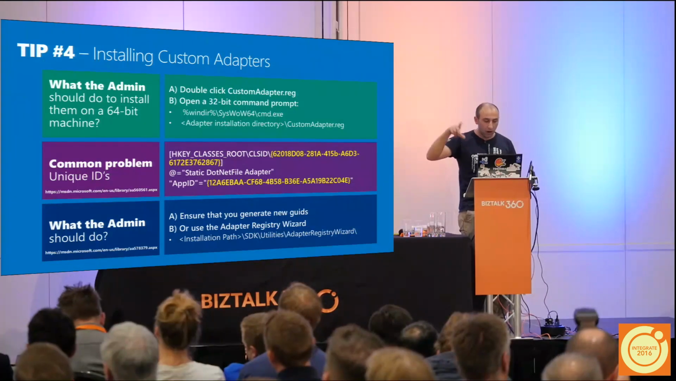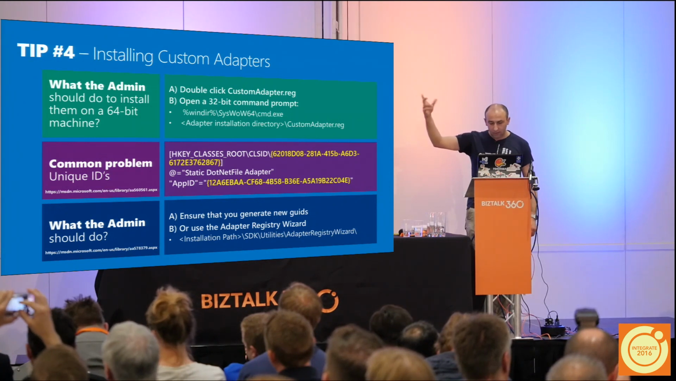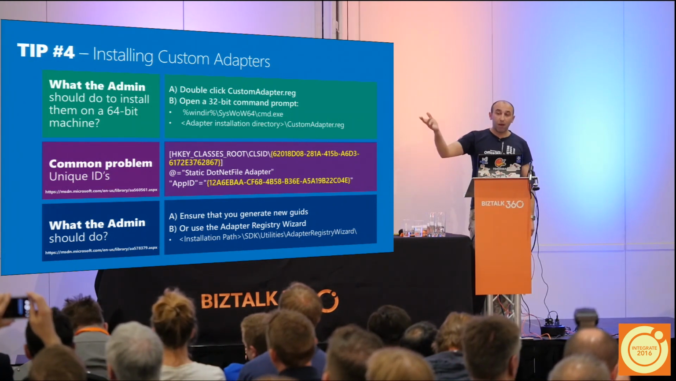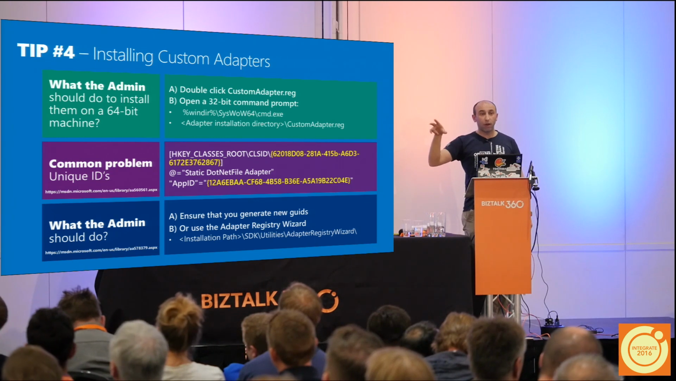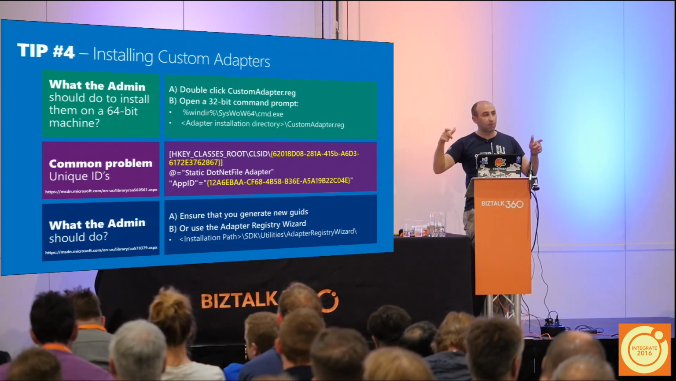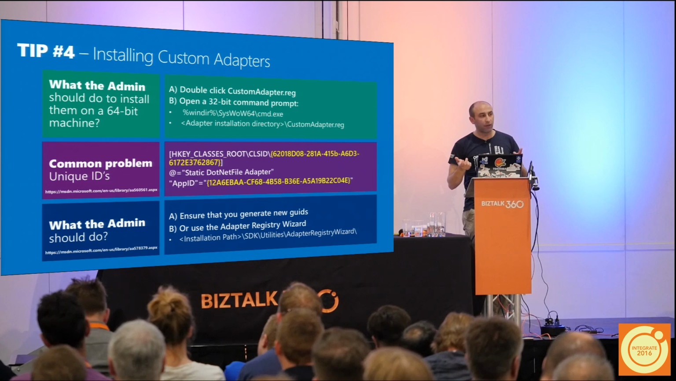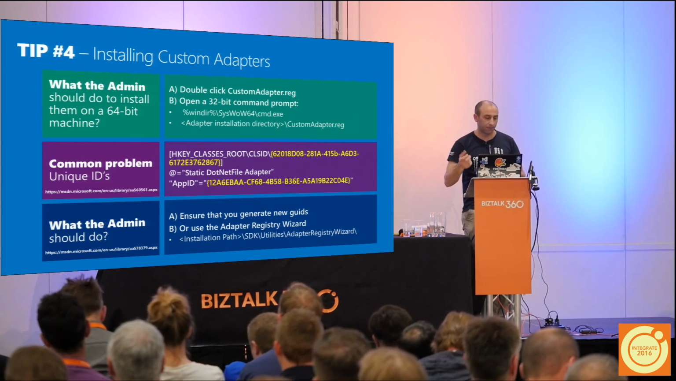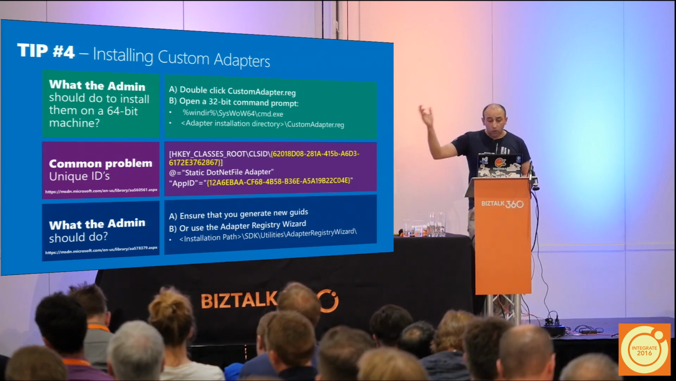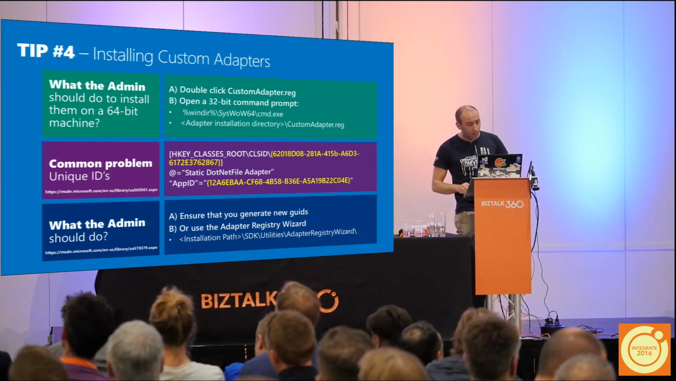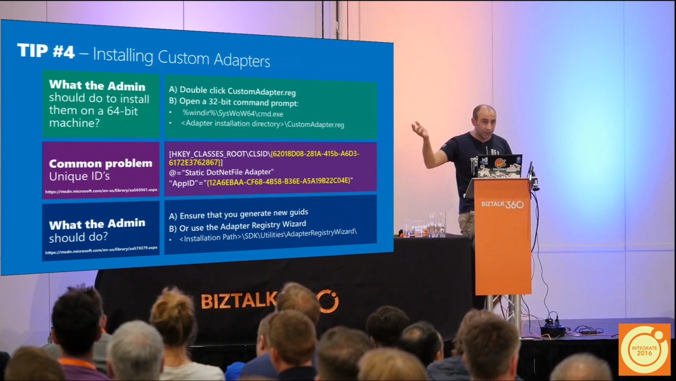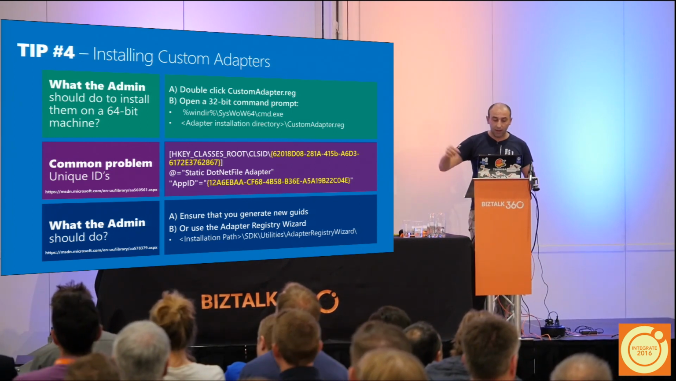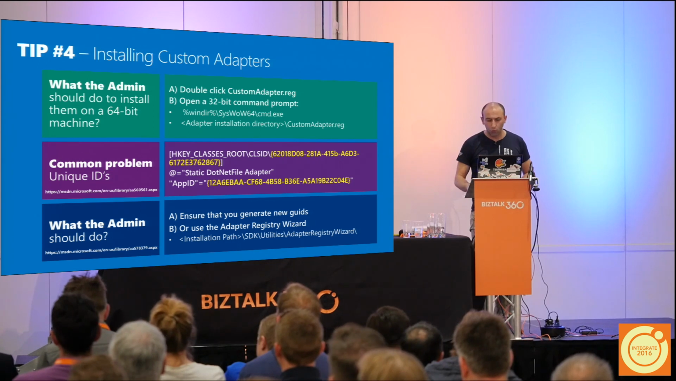The problem with the unique IDs is in the reg file, where you have this class ID and the app ID. If you have two custom adapters with the same ones, they will enter into conflict inside the admin console. You only see the first one, not the second. So be aware of that. To ensure that doesn't happen, you have an adapter register wizard that is available in the SDK, or you just need to put a new GUID there.